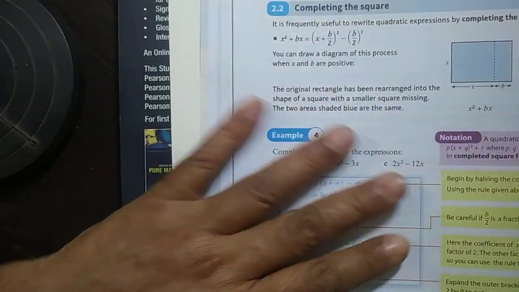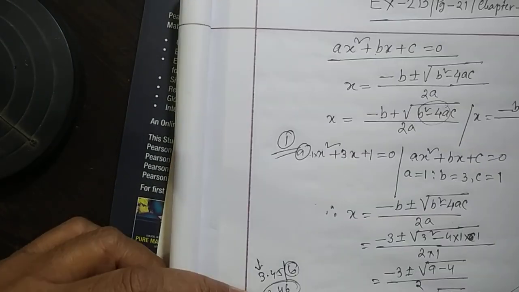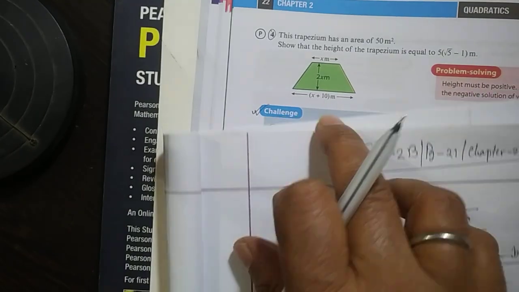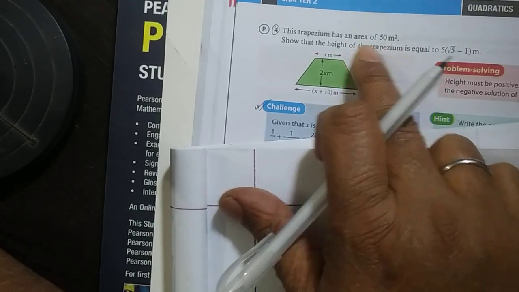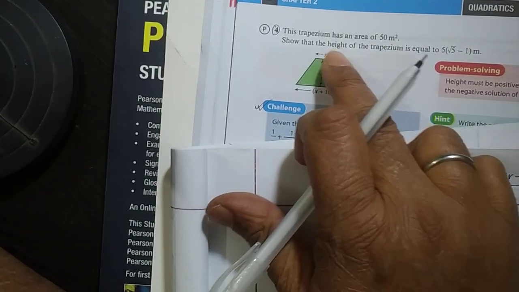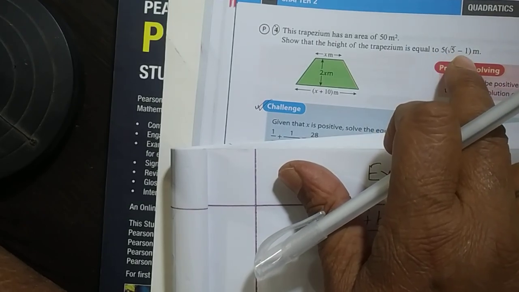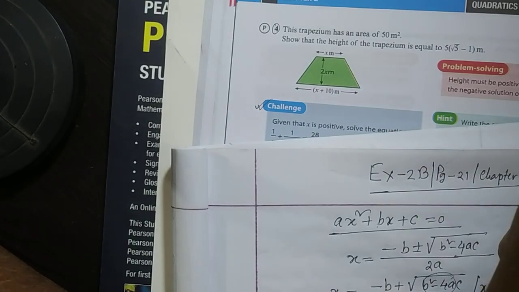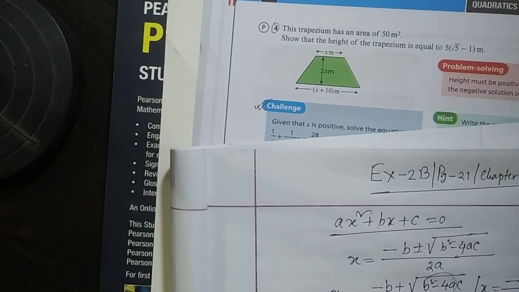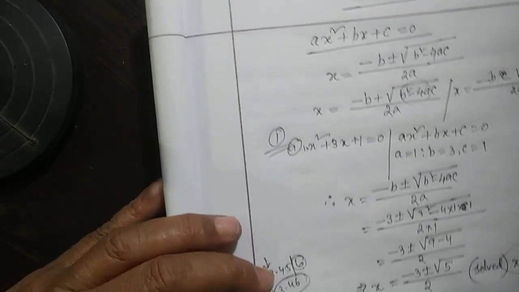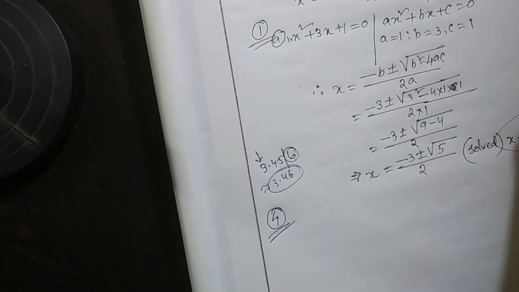Here we have one word problem. Let's try it. So the question is this one. This trapezium has an area of 50 meters square. Show that the height of the trapezium is equal to 5 bracket square root of 5 minus 1 bracket close meter. So we have to show it. Now let's try to draw it first. You can draw it in a rough sketch.